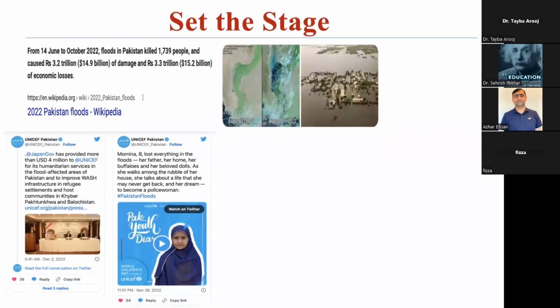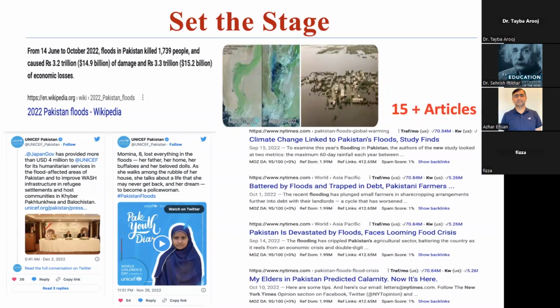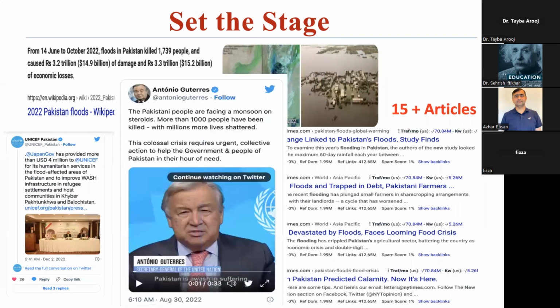Then it is highlighted in several places, like UNICEF, with some grants of 4 million from different organizations, like I think the Japan government gave something. Personal loss of life, property and loved ones. During this time, from July, August, September, I searched just the New York Times because I know there were a lot of media requests. About 15 plus articles, just in the New York Times, talking about floods in Pakistan. And this is a famous tweet by Antonio Guterres, UN Secretary General, talking about the Pakistani monsoon and the damage that happened during that time.